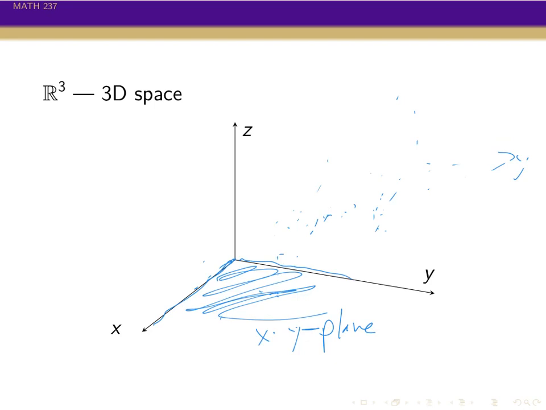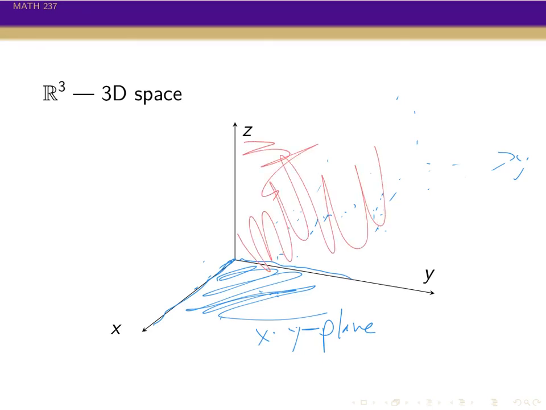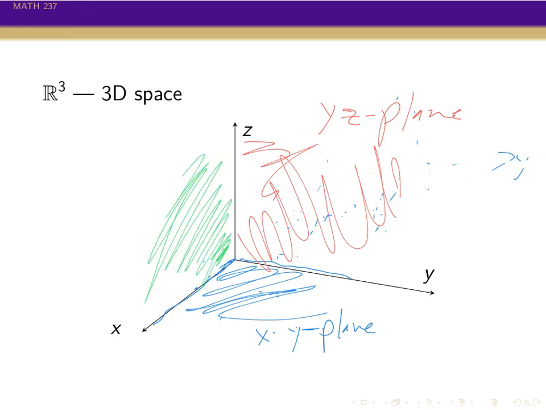And then we can think about the plane that's on the screen, the flat plane of the screen. Well, that's the plane that has the y and the z axes. This is in red here. This is the yz plane. And then lastly, we have this vertical plane coming straight out from us that contains the x and the z axes. We're going to call this the xz plane.